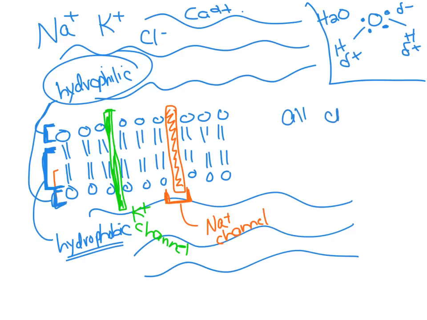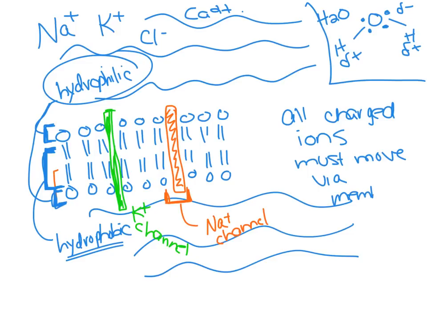All charged ions, right? Ions by nature are charged. So all charged molecules, but ions in particular, these are single elements that have a charge to them. All charged ions must move via a membrane protein.